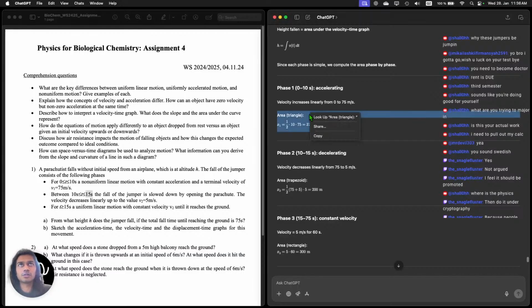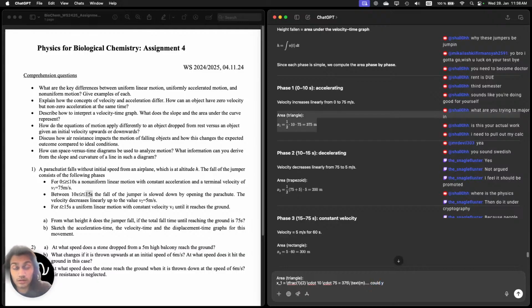Please tell me which equation you are using. Why do these jumpers keep jumping? I don't know, man. They should just be back in their home. Could you tell me which equation we are using here?